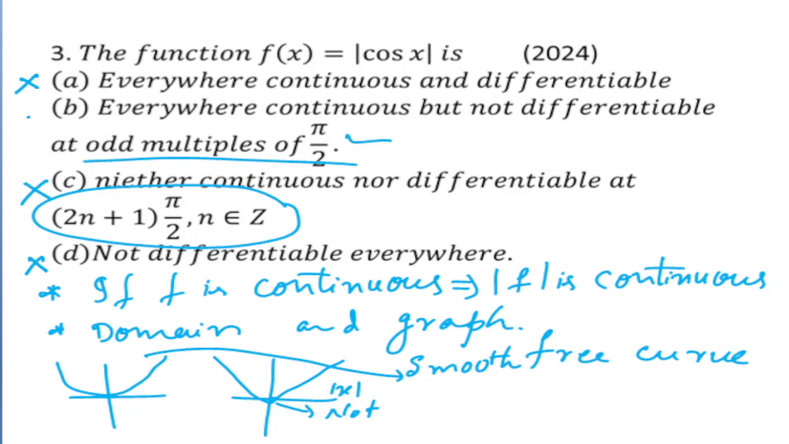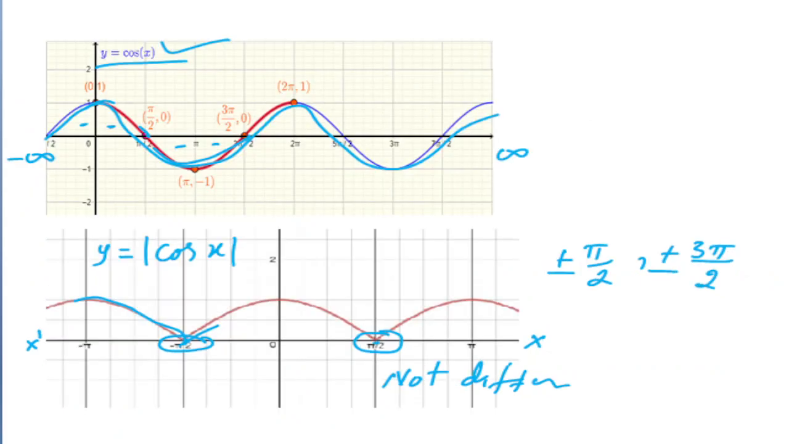So the left out option is B. Option B is the right answer for this, friends. Just know the graph so you can tick and move on for these kinds of functions. This function is everywhere continuous but not differentiable at odd multiples of pi by 2. So option B is the right answer, friends. Let us move on to the next one.